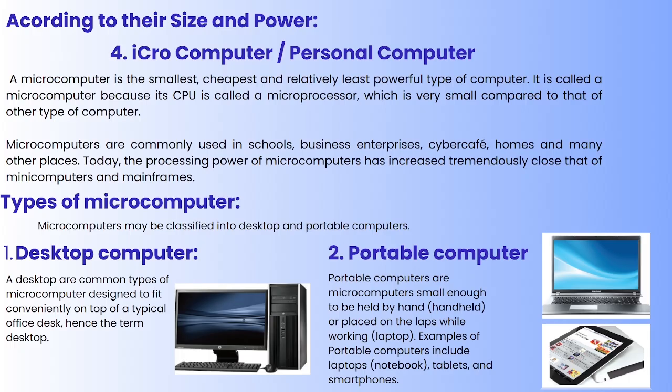Types of microcomputers. Microcomputers may be classified into desktop and portable computers. A desktop is a common type of microcomputer designed to fit conveniently on top of a typical office desk, hence the term desktop. Portable computers are microcomputers small enough to be held by hand, handheld, or placed on laps while working, laptop. Examples of portable computers include laptops, tablets, and smartphones.